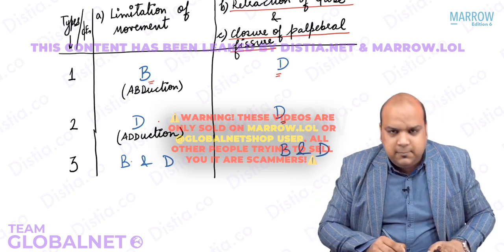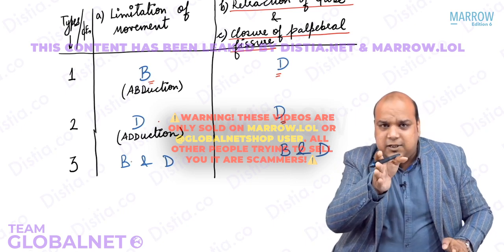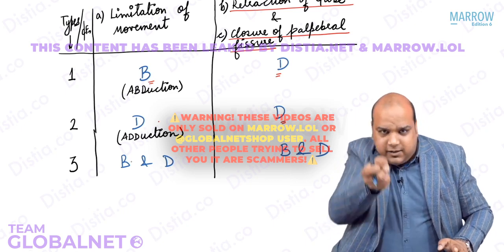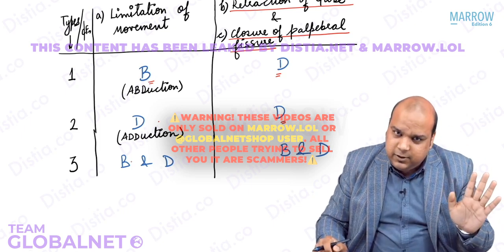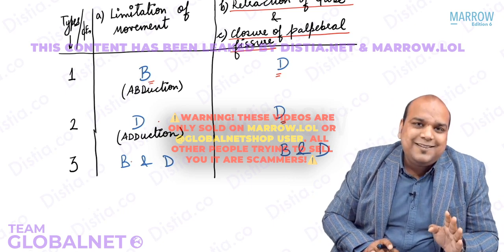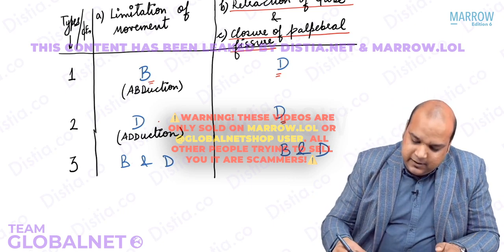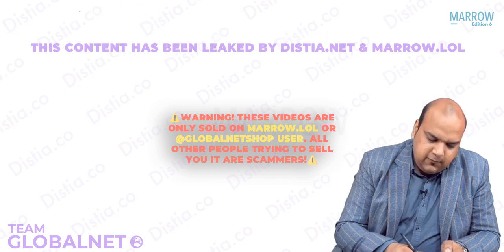In type 3, both the movements are limited, neither abduction nor adduction. Whenever the patient tries to do abduction or adduction, retraction and closure of palpebral fissure will occur. Am I clear to everybody? First of all, let's learn this. Once you've been able to learn this, BD, DD, BD and BD. Now, let me try to explain a plausible explanation of why it occurs.